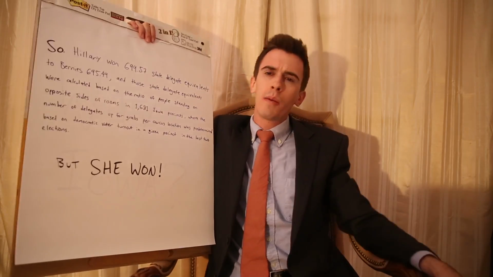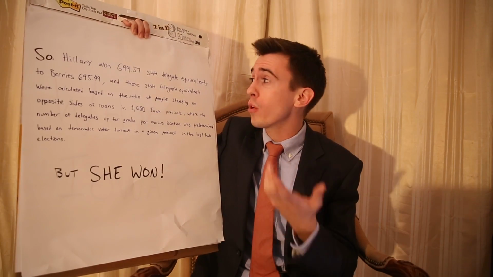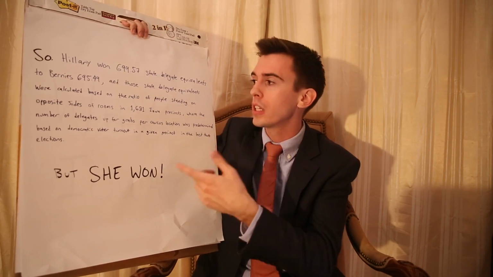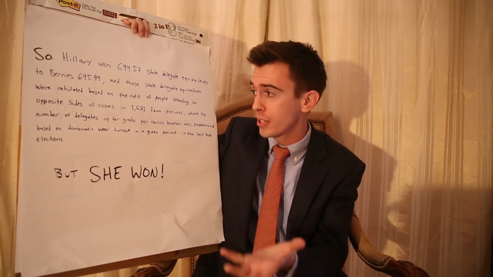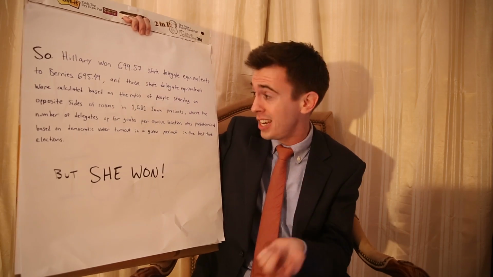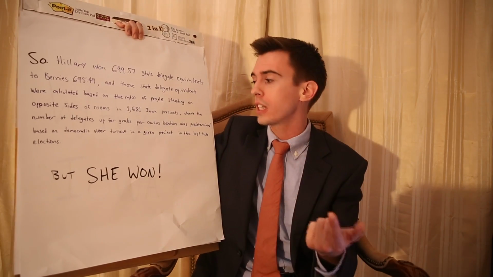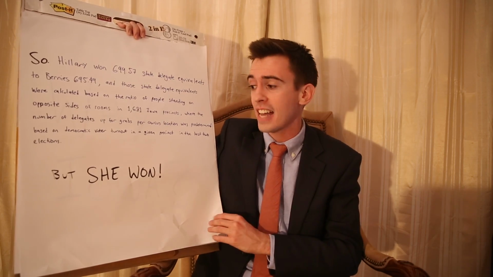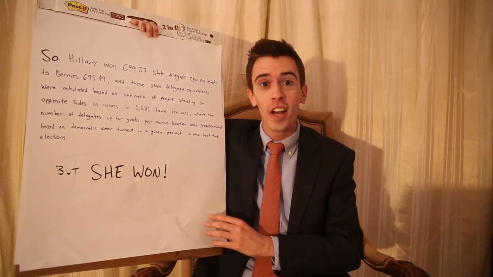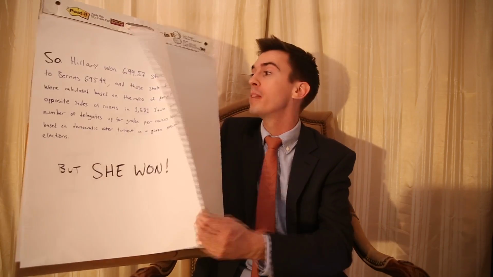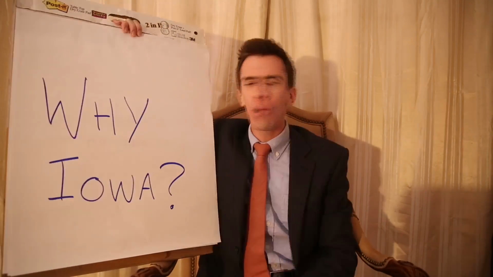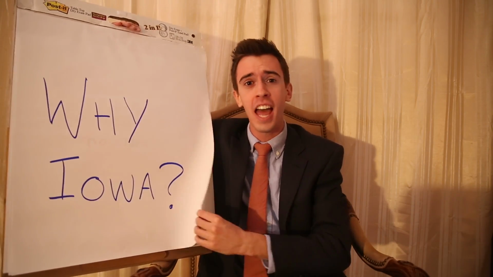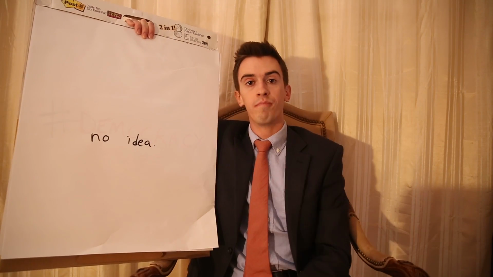So really what it all comes down to, Hillary won 699.57 state delegate equivalents to Bernie's 695.49, and those state delegate equivalents were calculated based on the ratio of people standing on opposite sides of the room in 1,681 Iowa precincts, where the number of delegates up for grabs per caucus location was predetermined based on Democratic voter turnout in a given precinct in the last 2 elections. But, you know, she won, and that's a huge deal, because Iowa is a huge deal. Why is Iowa so incredibly important in every single presidential election? No fucking idea.